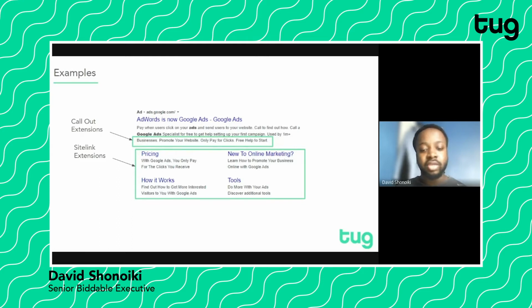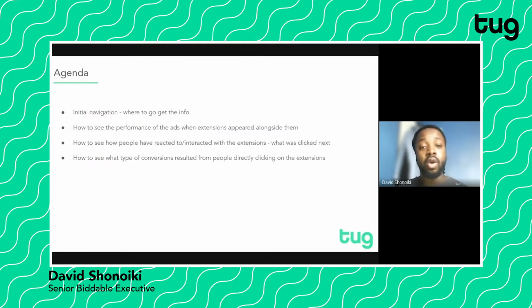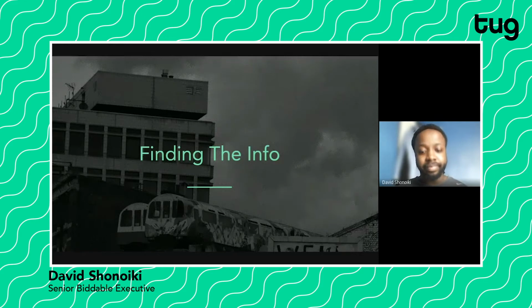Next, we'll be talking about what we will be covering in this Tug tutorial. We're going to be covering where to find the info, how to find the general information about the performance of your extensions, how to see what's happened when people have actually clicked on your extensions, and the type of conversions that has generated. So let's start with finding the info.